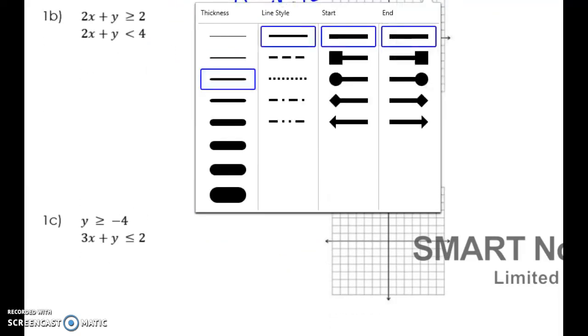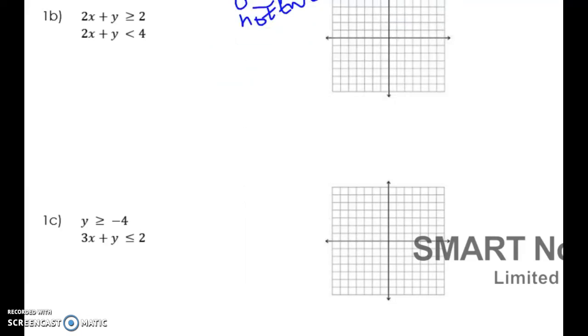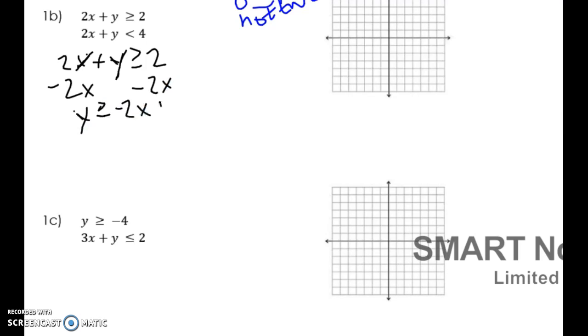So on 1b here, let me switch back to black. I take that first inequality, 2x plus y, is greater than or equal to 2. And I've got to get it into y equals mx plus b form. So I subtract 2x from both sides, and I have y is greater than or equal to negative 2x plus 2. Again, this is greater than or equal to, so I'm going to have a solid line.